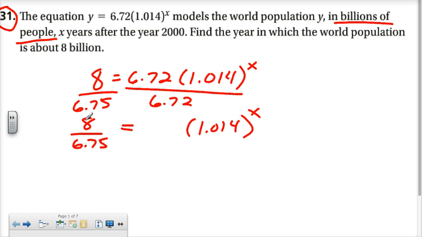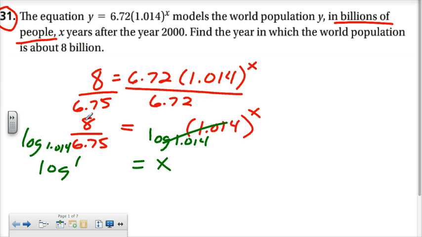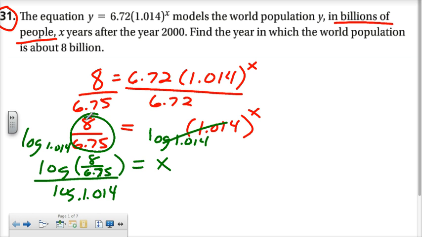So what I do now is think, how do I get rid of that 1.014? Well, that's a base for an exponent, which means I need to take a logarithm to get rid of it. I need to have my logarithm base match my base. So whatever I do to one side, I have to do to the other, just like any algebra that we would have. These will drop right out. And what I really need to punch in is over here, and that is the logarithm of 8 divided by 6.72 divided by the logarithm of 1.014, using the change of base formula: the logarithm of the number you're trying to evaluate divided by the logarithm of the base.